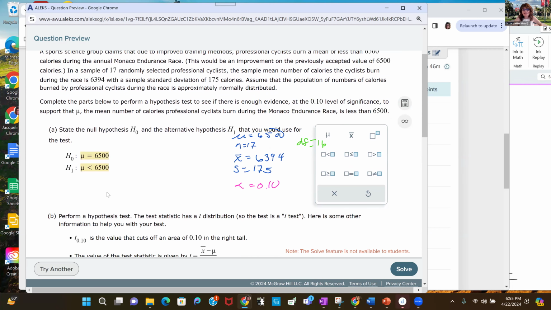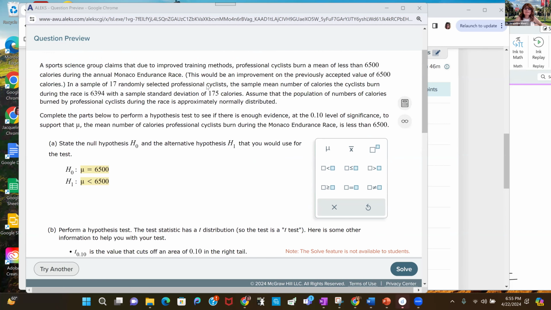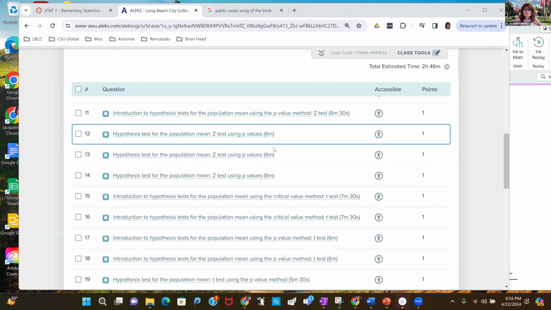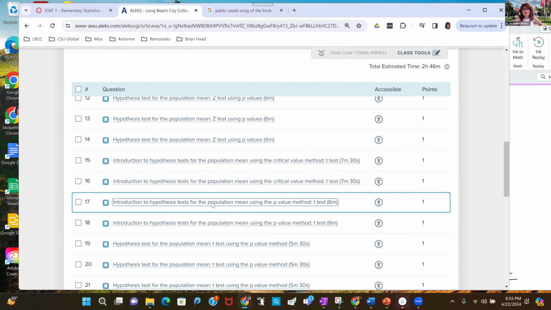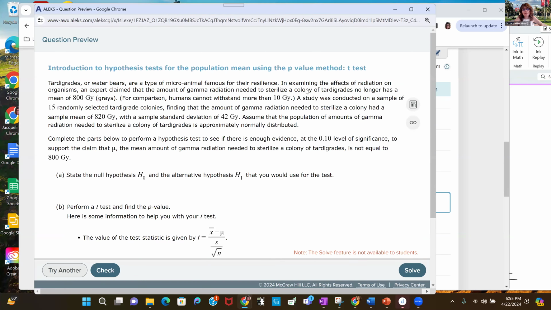So again, same exact idea. We're just using this formula here for the t test statistic, which uses s instead of sigma. We don't have sigma. Okay. And then the same idea using the p-value method.